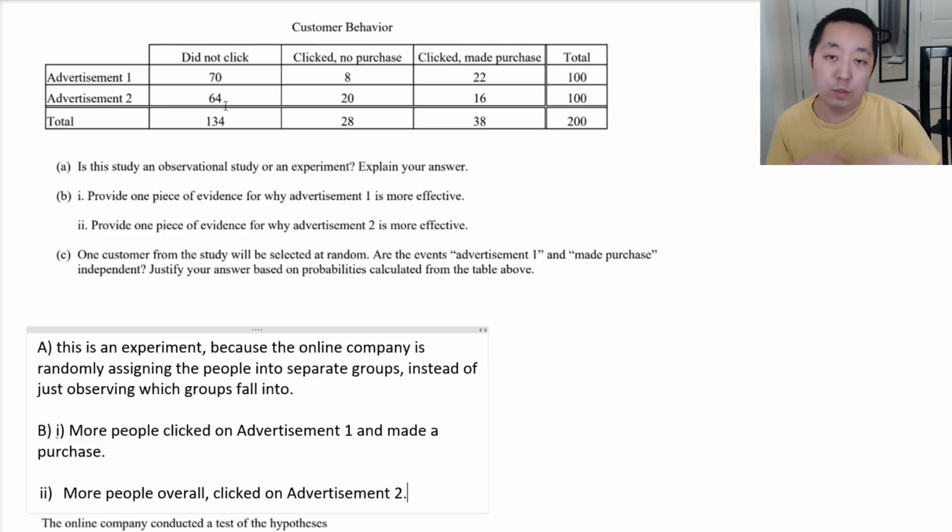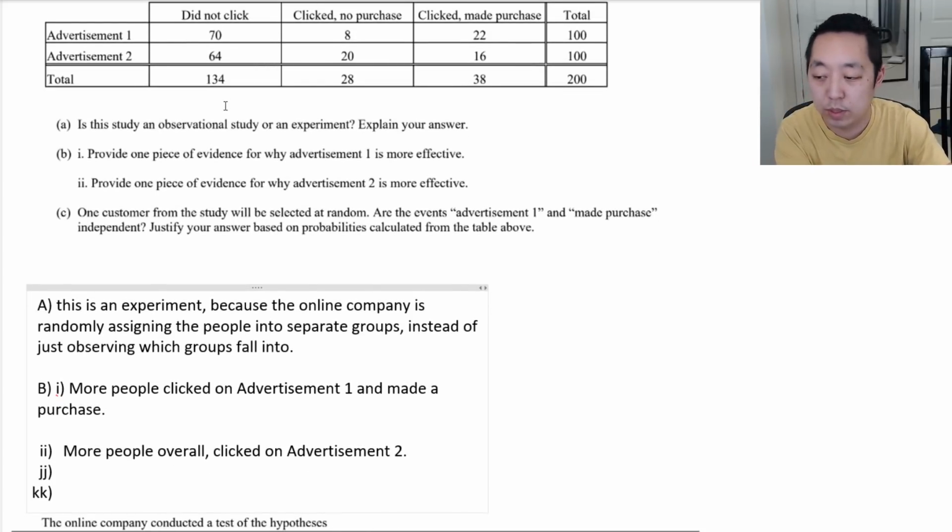Okay, so it depends on how you're looking at it as to which one is better. But yeah. Okay, so let's see.